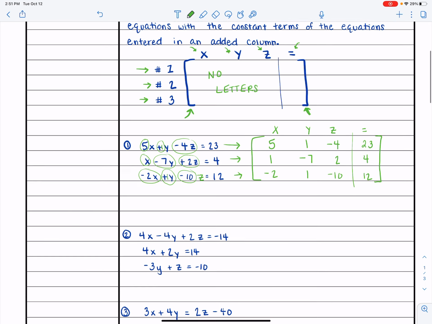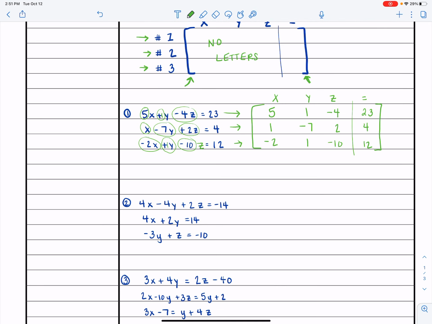Now, the difference in question 2 is we're missing some letters in some of our parts, but it's okay. They're really there. You just can't see them. So if we're going to put the system into a matrix, remember we've got x and y, then z, then the answer. So let's build a spot for our answer and put in our brackets. All right, so x on the first equation is 4, y is negative 4, z is 2, the answer is negative 14. The second one, x is 4, y is 2, z is not there.